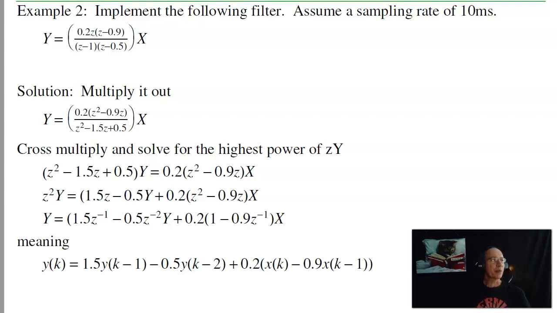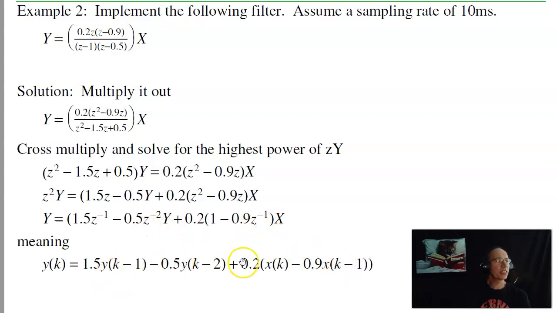For example, let's give a hard example. Suppose I had the following filter. If that's my compensator K of z, to implement it, multiply out the polynomials, cross multiply, solve for the highest power of y, divide through by z squared, and there's my output. The current output of my filter is 1.5 times the previous output, minus 0.5 times the output 2 samples ago, plus 0.2 times the current input, minus 0.9 times the previous input.